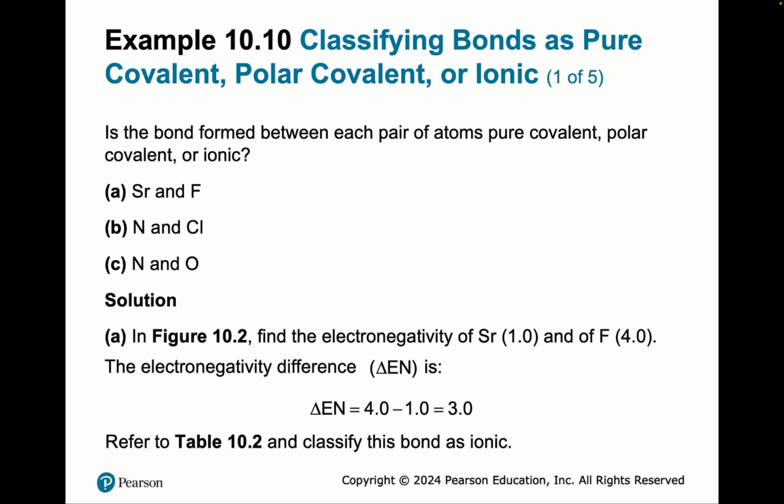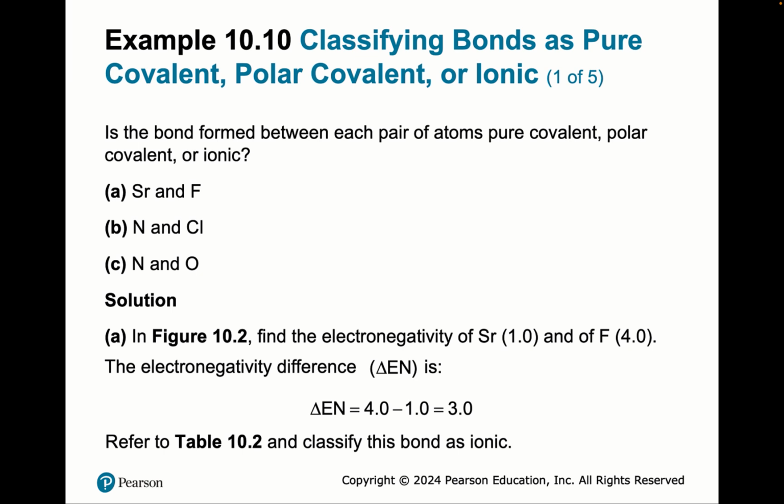So what type of bonding is formed between each of these? Pure covalent, polar covalent, or ionic. So if you look here at the electronegativity difference, I don't have it memorized, but I know it's going to be a lot. So strontium and fluorine, it's going to be a big electronegativity difference. Oh, it's written right there. That's nice. There's a 3 by Pauling's electronegativity. It's greater than 2. So then we can classify this as ionic.